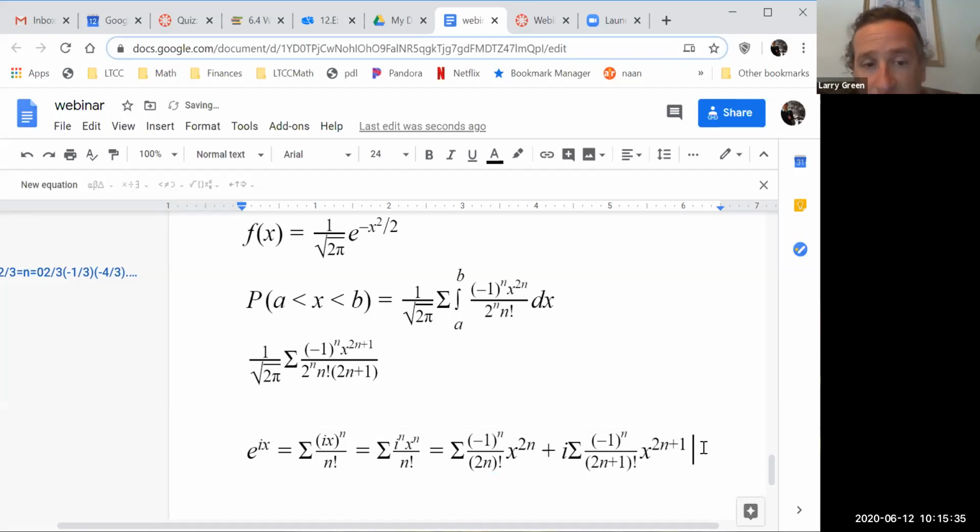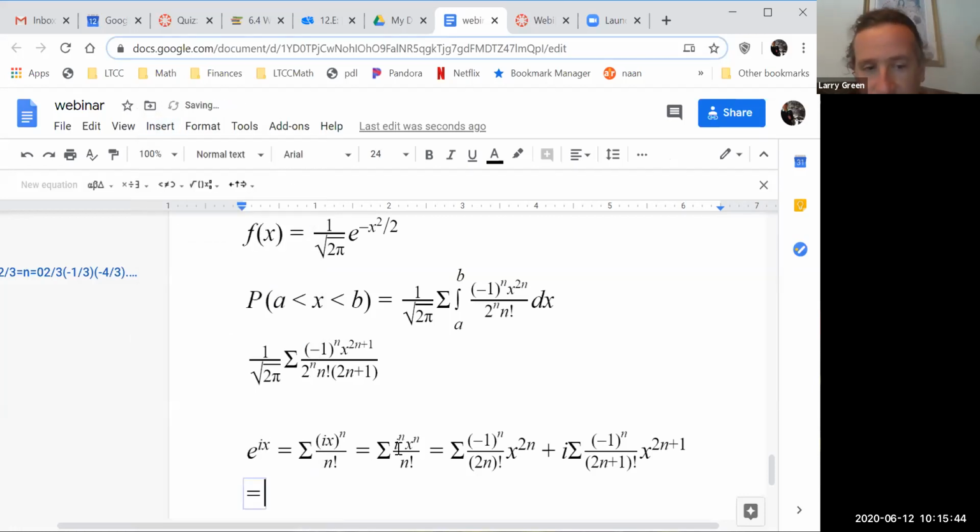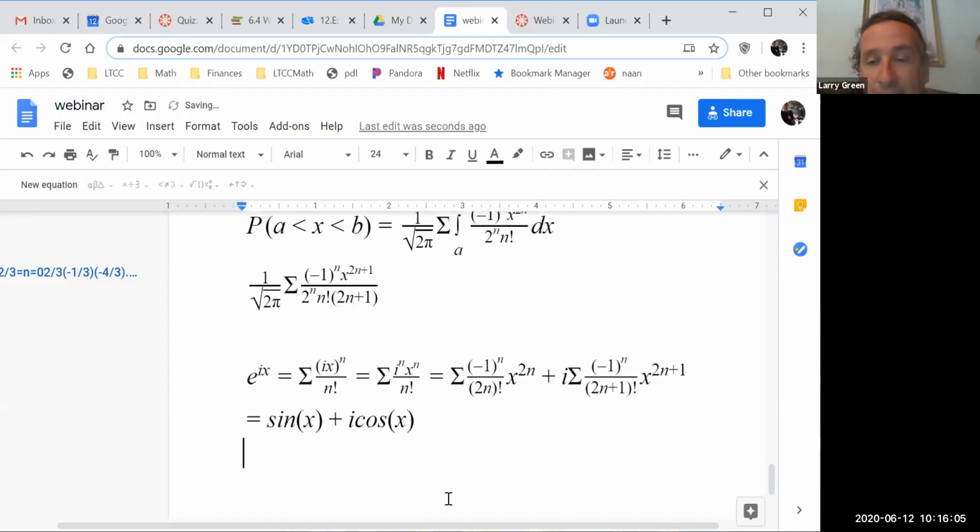Any of you recognize this? Very important. Any of you recognize these two terms? -1 to the n over 2n factorial, x to the 2n is cosine of x. Plus i, and -1 to the n over 2n plus 1 factorial, x to the 2n plus 1 is sine of x. So this relates exponentials and sines and cosines in a beautiful way.